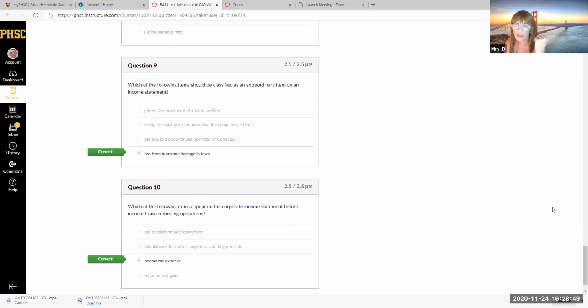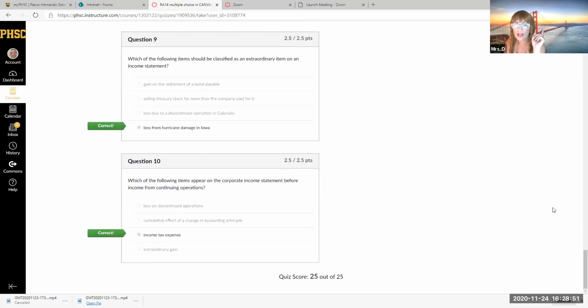All right, last question. Which of the following items appears on a corporate income statement before income from continuing operations? Which appears before income from continuing operations?